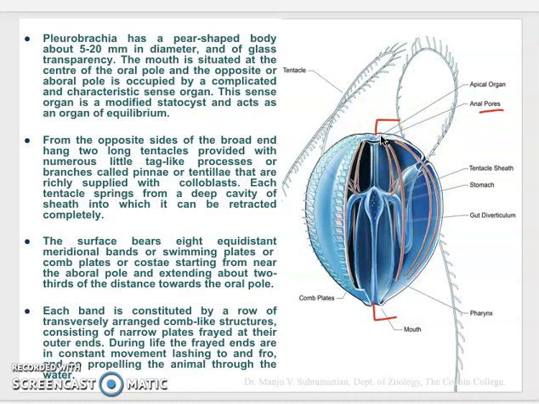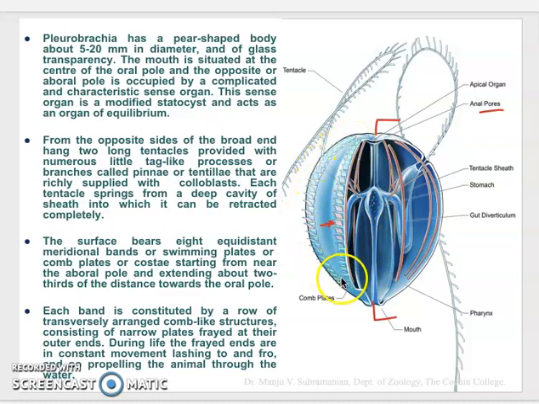As we said earlier, the body is biradially symmetrical because the body parts are arranged radially in such a way that one half of them lies on one side and the other on the opposite side of the longitudinal oral-aboral axis. Running between the two poles of the body, there are 8 equally spaced meridional rows of ciliary bands.